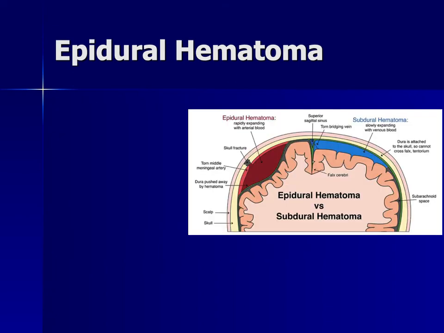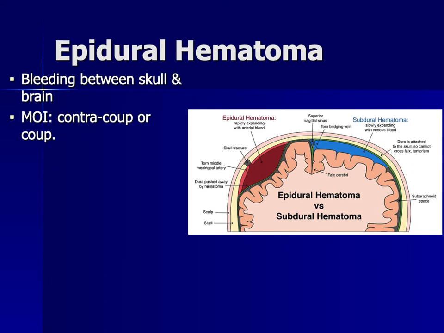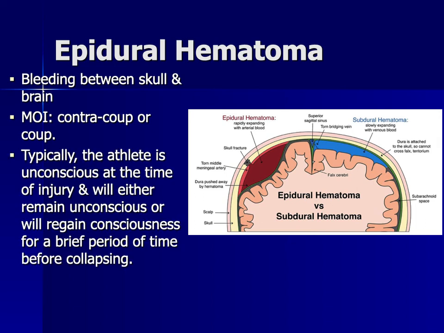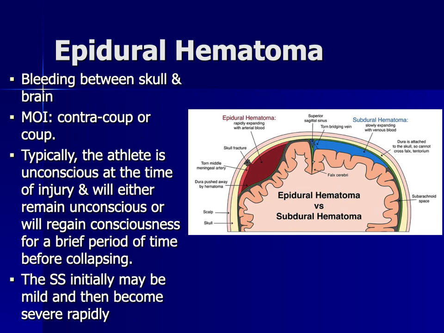Now the next type is an epidural hematoma. This is bleeding between the skull and the brain. Typically happens with coup or contrecoup. The athlete is unconscious at the time of the injury and will remain unconscious, or will regain consciousness for a brief period of time before collapsing. So the signs and symptoms here are mild, then become severe really quick. So the difference is subdural is slow, epidural is really fast.